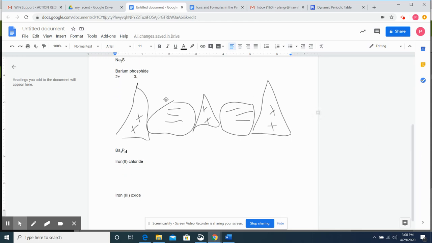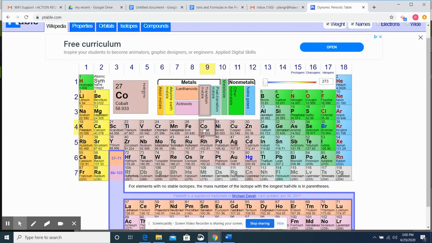You have to somehow make sure that you're balancing out these charges, okay? And so making drawings is a good idea on a sheet of paper or something like that. Now, let's look at iron 2 chloride. The problem with iron 2 chloride is that iron is one of those elements that we don't know the charge for, okay? And chlorine, I do know it's a -1.